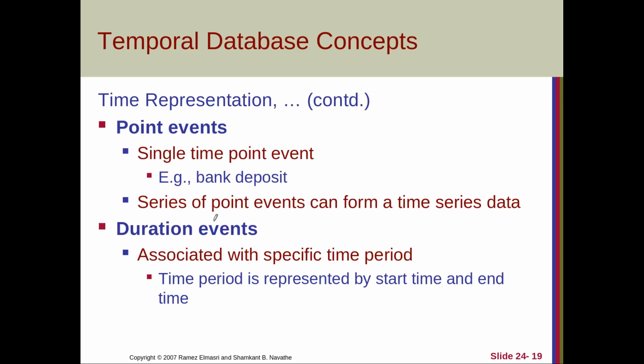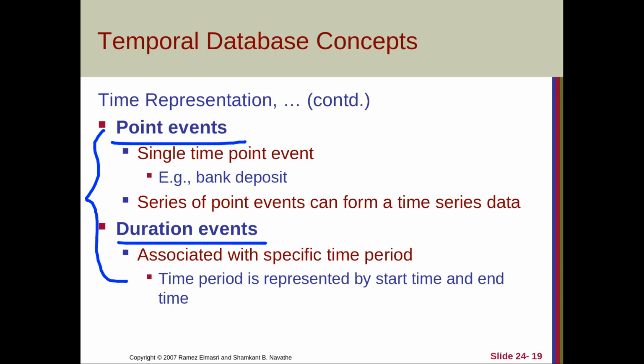Now there are actually two types of events in relation with time. The first one is point events and the second one is duration events. So based on this time factor, we can represent two types of events: one is the point events and the second one is the duration events. So what is the point event?